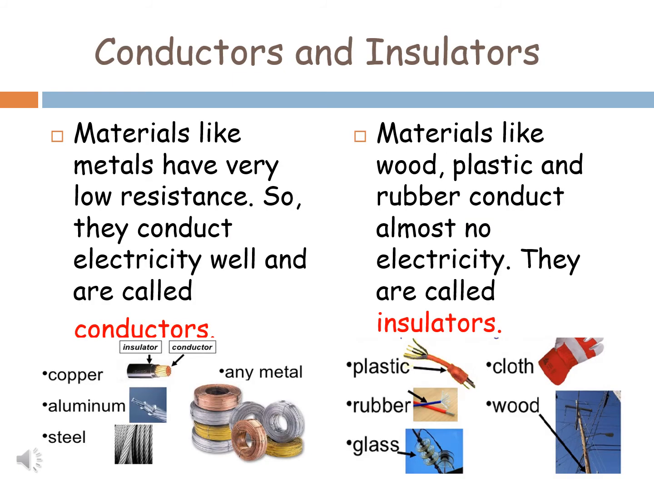Now as we have already discussed what resistance is, depending upon the resistance, we can classify materials into two categories: conductors and insulators. Materials like metals have very low resistance, so they conduct electricity well, and they are known as good conductors of electricity. Materials like wood, plastic and rubber do not conduct electricity, so they are called insulators, and they have high resistance.